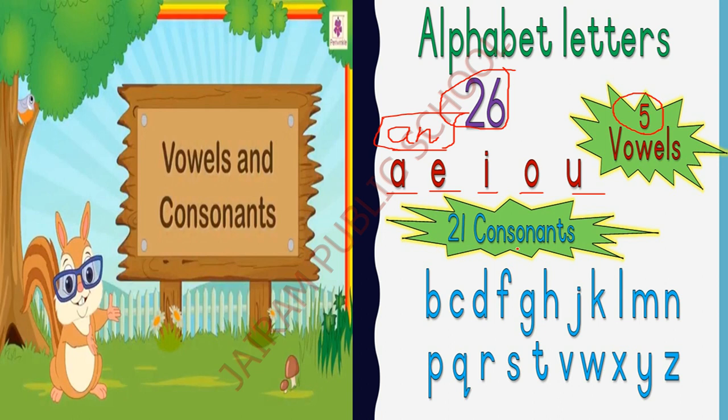Next one is consonants. There are 21 consonants present in the English alphabet. So let's read and practice the consonant sounds. The first consonant is B. What is the sound of B? B. Sound of C? K. Sound of D? D. Sound of F? F. Sound of G is G. Sound of H?